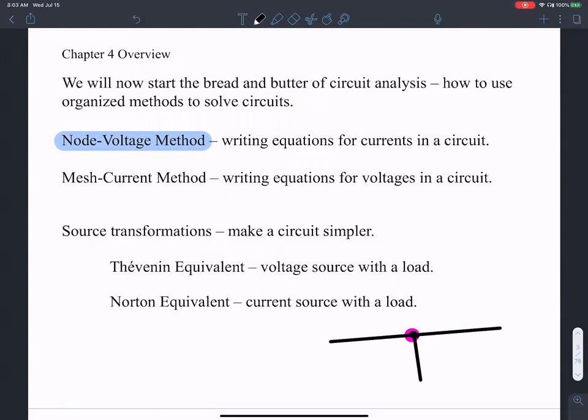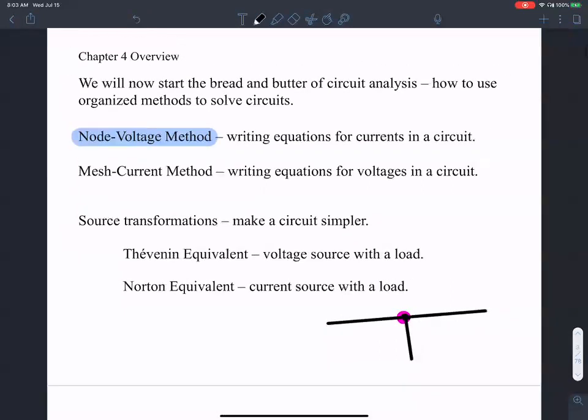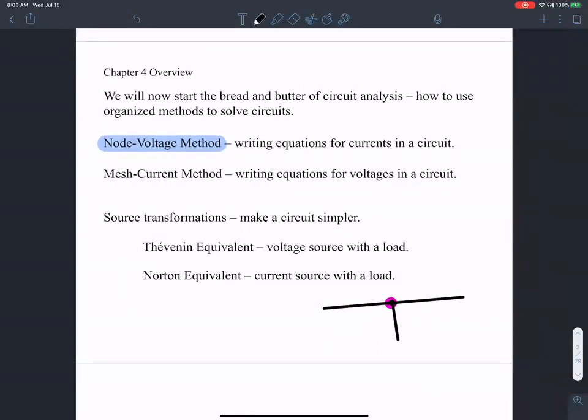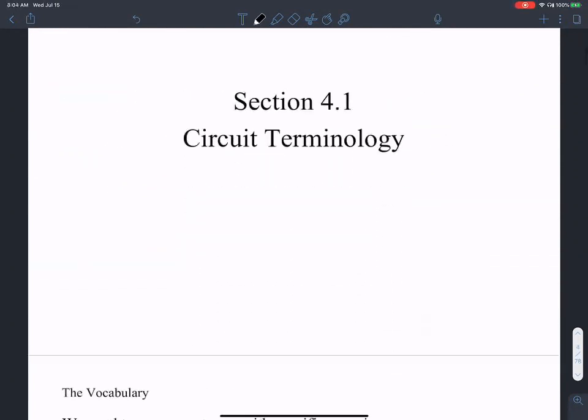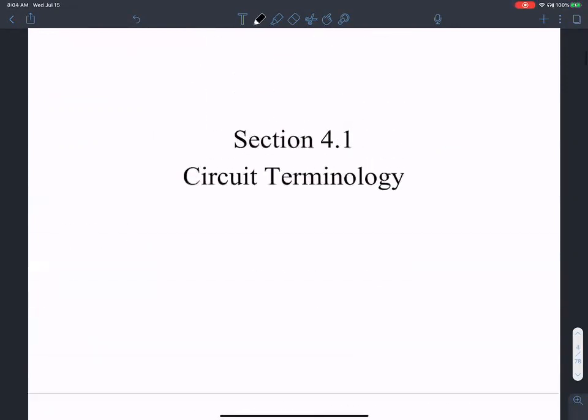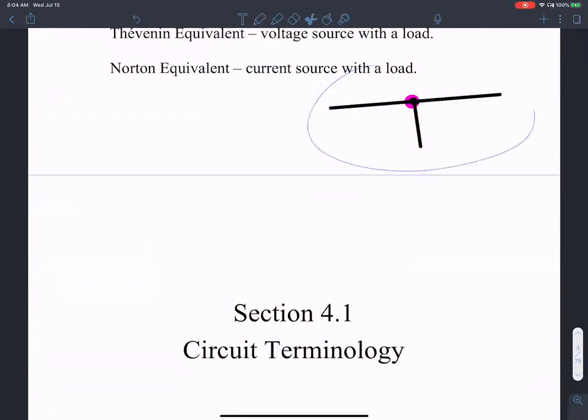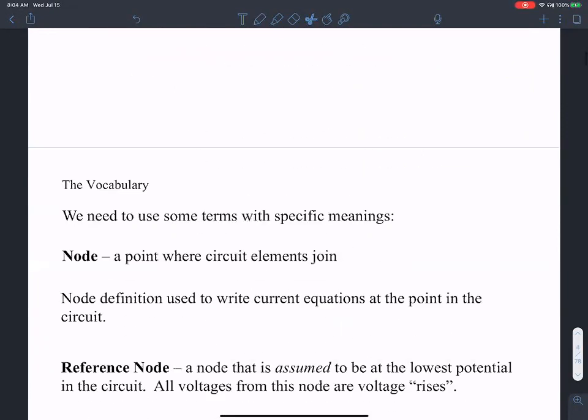Okay, if there are more than two branches meeting, then you have a node, okay? Mesh is a closed loop with no other meshes, no other loops in it, okay? So this is what to expect in this chapter: node voltage method, mesh current method. Then we'll talk about source transformation, Thevenin's equivalent, and Norton's equivalent, okay? So this is the idea of a node. What is a node? A node is the point where more than two branches meet.